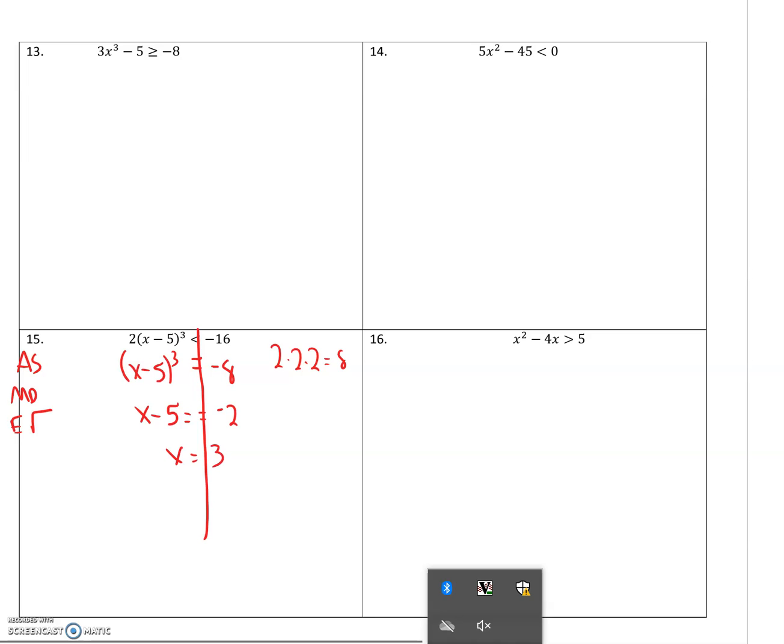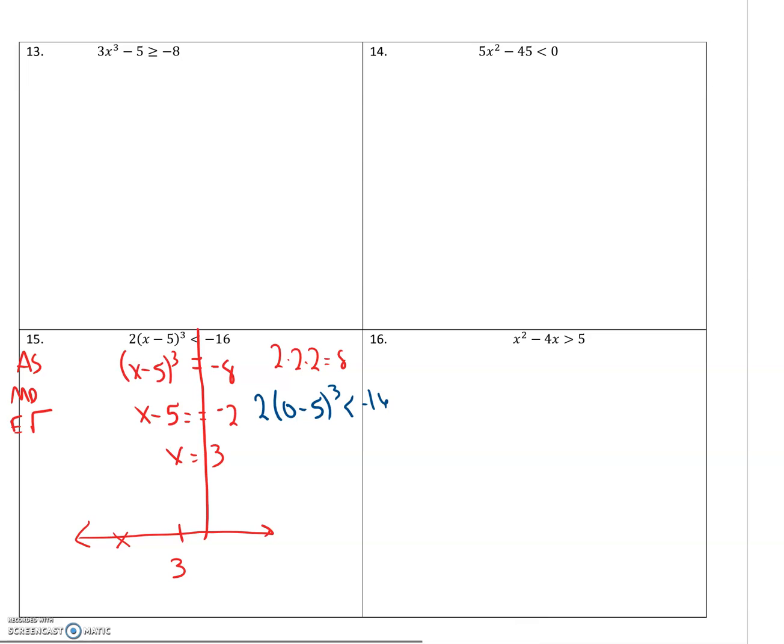So now I need to see, where is the alligator happy? So I only have one number to test, and I can test 0, which is over here. And so if I do that, I'm just putting 0 in. And I start with my parentheses, that's -5. Then after parentheses, I exponent. So the -5 cubed is -125. And then 2 times -125 is -250.